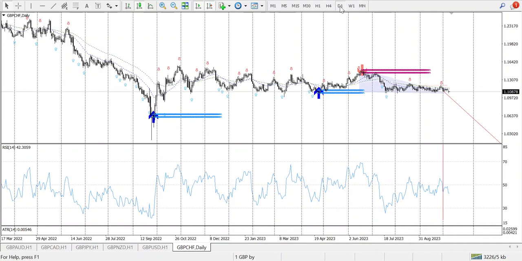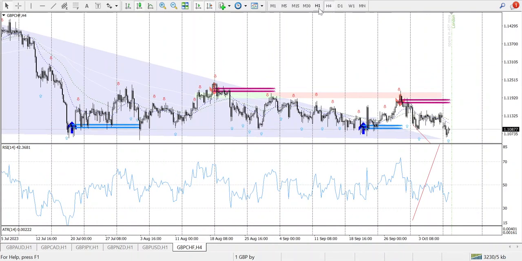Weekly is consolidating right now. This is choppy. It's all choppy. This candle doesn't make any sense right now. These are all choppy market right now. Basically, I can say that it was more of a ranging market or correction.